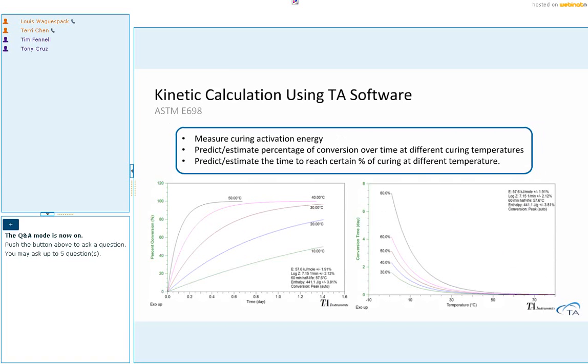TA Instruments thermal analysis software provides a kinetic analysis package which allows users to fit their experimental results to those commonly used kinetic models. Here is just a demonstration of automatic kinetic analysis using this ASTM E698. Through this kinetic analysis, it helps people to predict or estimate the percentage of curing over time at different curing temperatures, or the time to reach a certain percentage of curing at different temperatures.